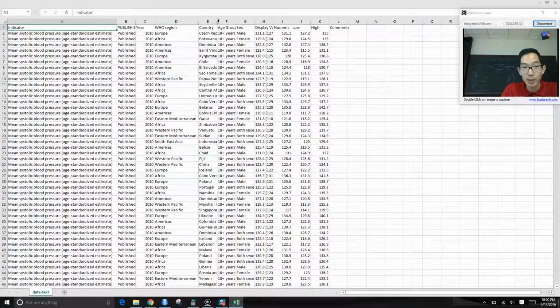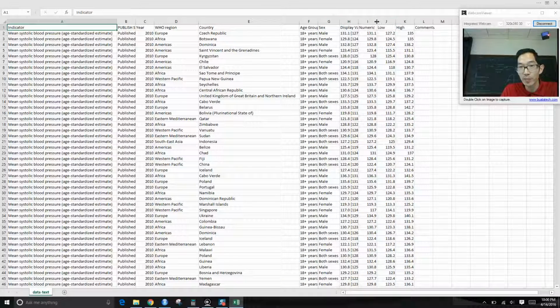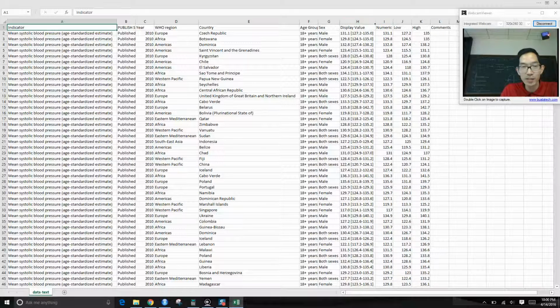So for example, the Czech Republic, and we are looking at, I think this is the systolic blood pressure, okay? So the systolic blood pressure for all men in the Czech Republic is 131.1, okay? And then in Botswana, the systolic blood pressure is 129.8, the average, okay? And it kind of has low and high values here.